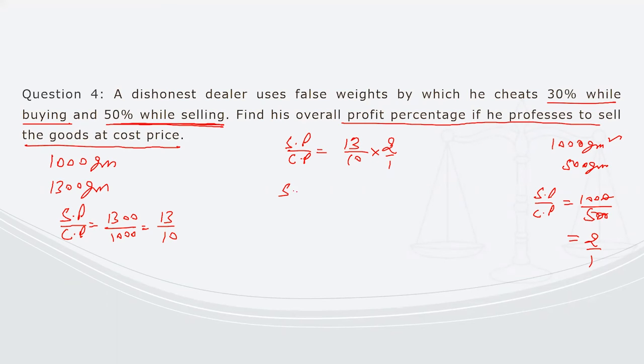So what are we saying? Selling price by cost price ratio is turning out to be what? 13 by 5. This will be corresponding to a profit of what? The profit value will be corresponding to 8 by 5. 1 by 5 is 20%. So 20 into 8, it's going to be 160% profit in this entire transaction, right?